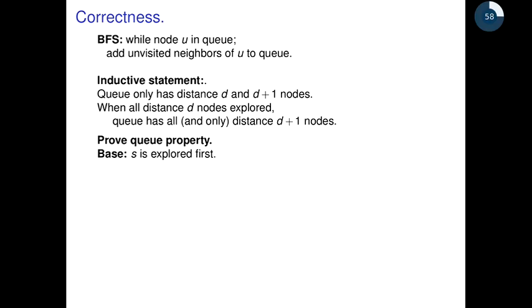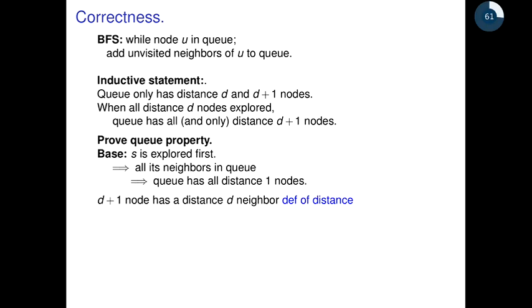S is explored first. All its neighbors are in the queue. The first thing you do is put S in the queue. You pull it out. Nothing's in the queue. You explore all its neighbors. And after you explore all its neighbors, what's in the queue? All the nodes at distance 1. So this statement is true for D equals 0. Both the original statement, that the queue only has distance 0 and 1 nodes, it only has 1 nodes in this first iteration, in this base case. And after you explore S, all the distance 1 nodes are in the queue. That's 0 plus 1 is 1. That's D plus 1.